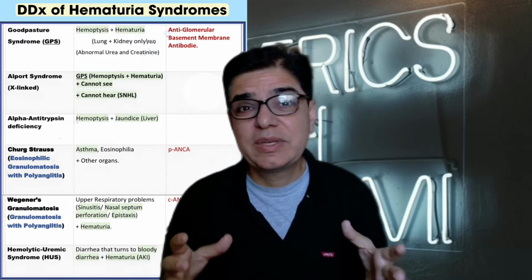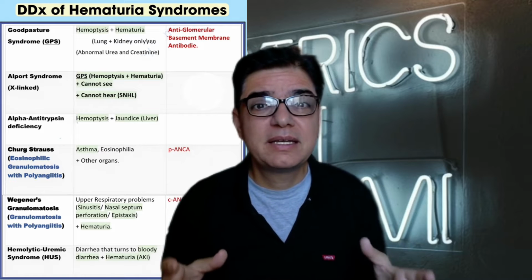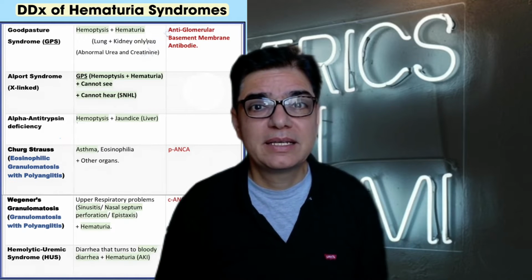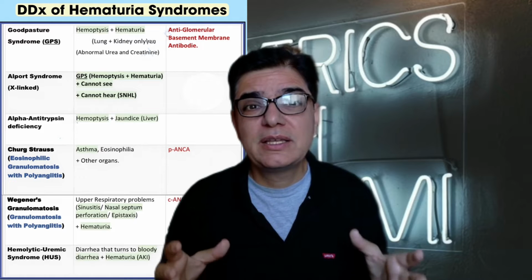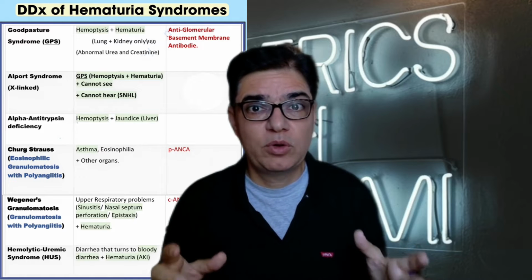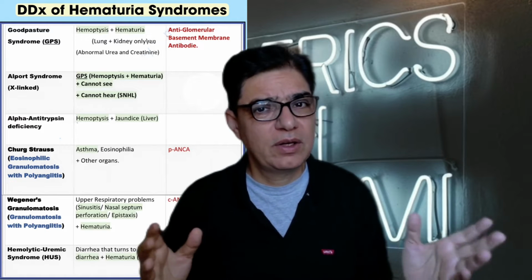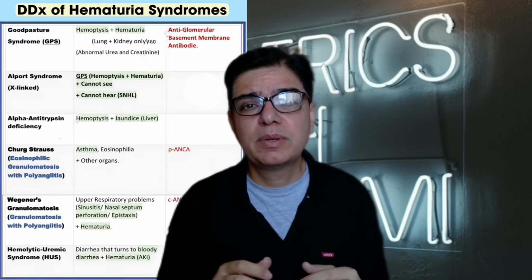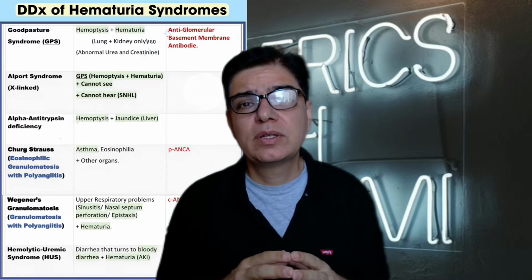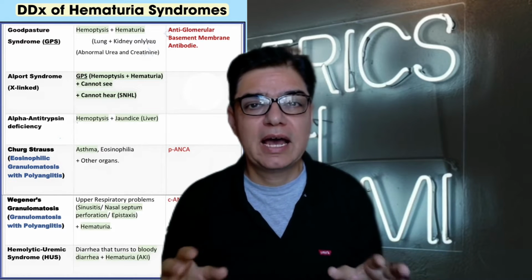Not GPS, but GPS. This condition presents with hemoptysis and hematuria. So think lungs and kidneys. It affects only these two organs. You will usually find abnormal urea and creatinine levels. The hallmark is the presence of anti-glomerular basement membrane antibodies. That's your diagnostic clue. Next, we have Alport Syndrome.